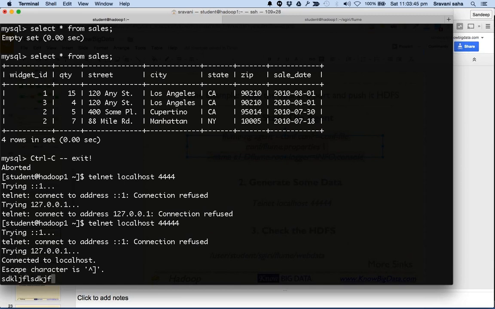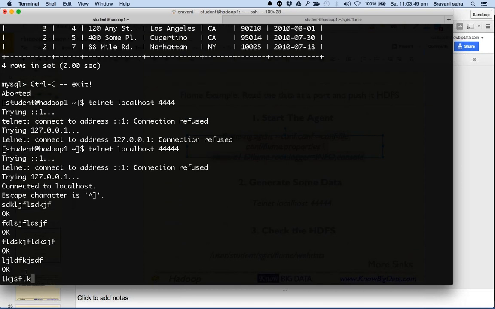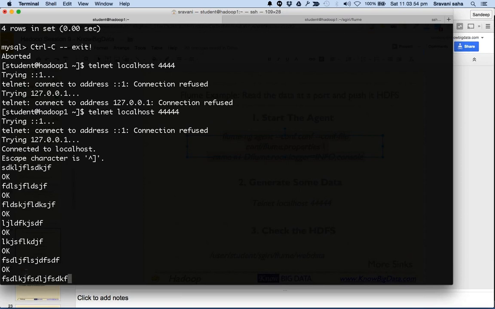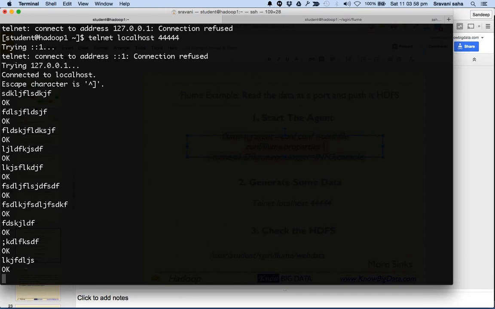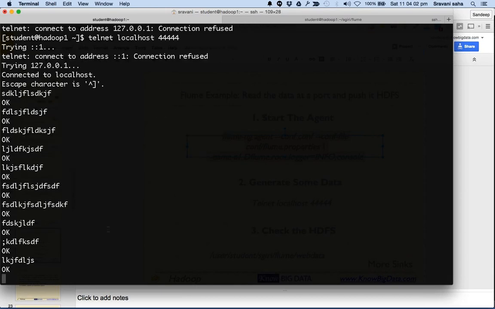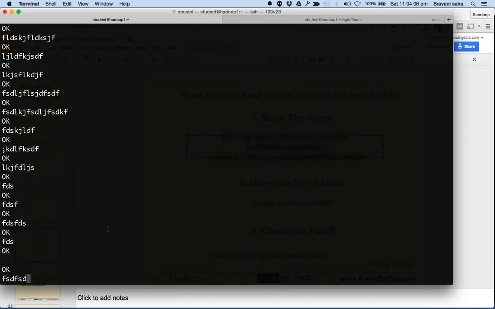Now we can keep on typing the data here, which means we are connecting to our netcat server. We are right now talking to whatever agent we have started, by way of telnet. Telnet is a client which can connect to any network service, not only SSH or anything.